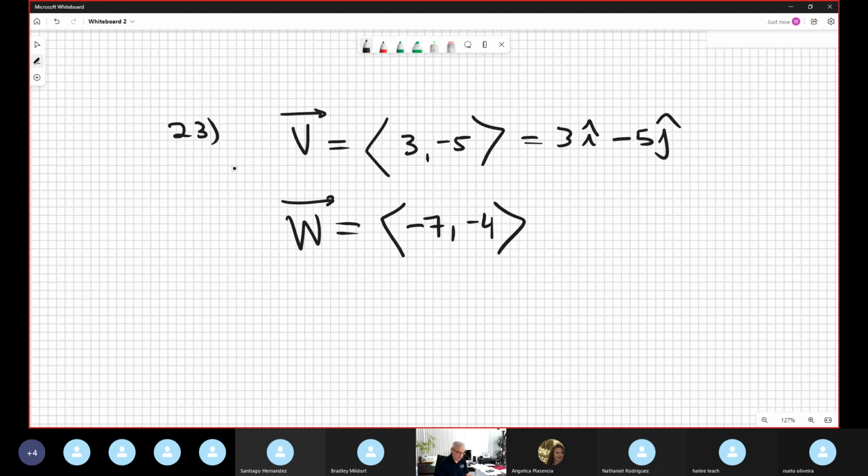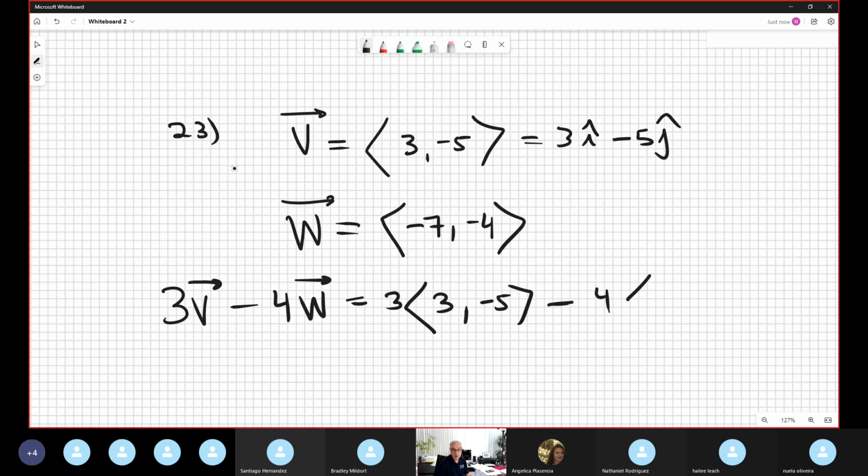And they want you to compute 3b minus 4w. Well, this is a multiplication by a scalar. So you multiply 3 times the vector b and subtract 4 times the vector w. Okay, so now we have the vector 9 comma negative 15, because it's too easy. You multiply this times this and this times that. When you multiply a vector times one scalar number, each component is multiplied by the same number.